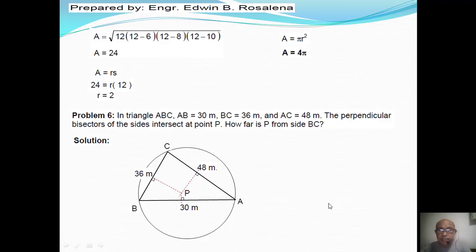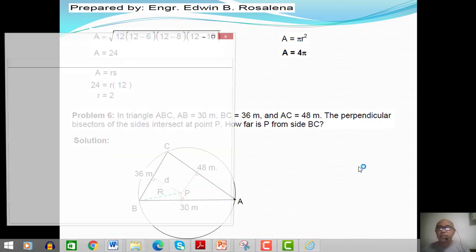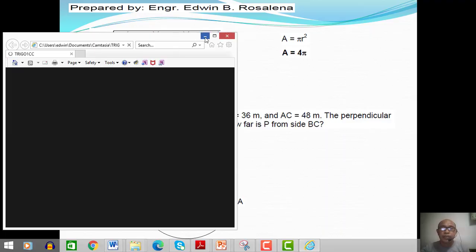So the question is, how far is P from side BC? So this distance is the requirement, and I will call that D. Have you noticed that from vertex B to point P, this is the radius of the circumscribed circle R. And if this is 36, so this is 18, this is 18. So if you can solve for R, then this is half, 18, then we can solve for the requirement by Pythagorean theorem.